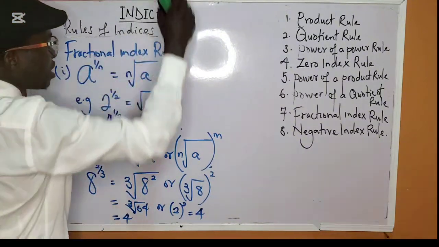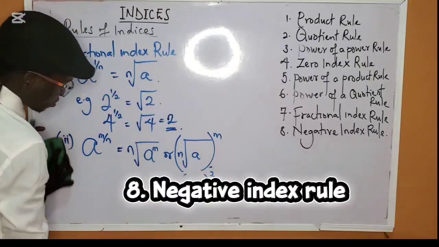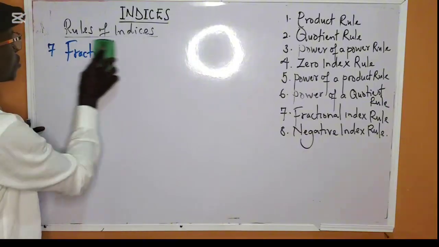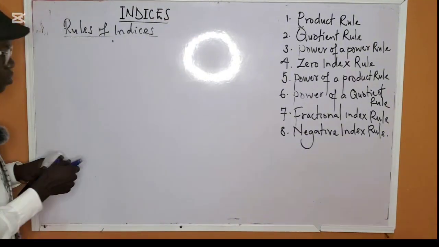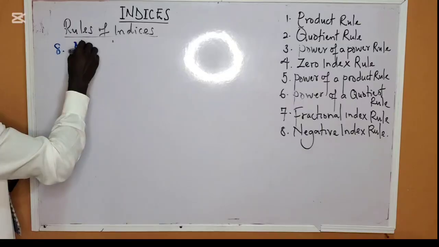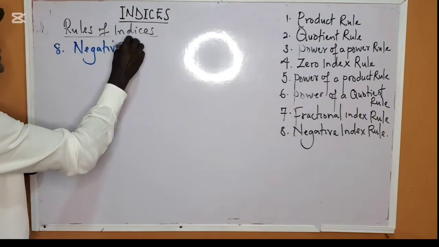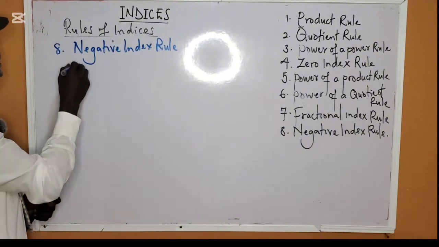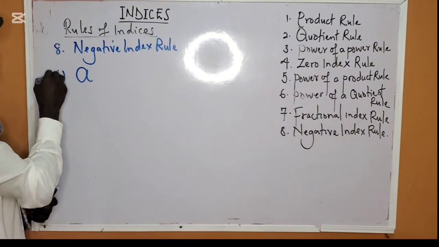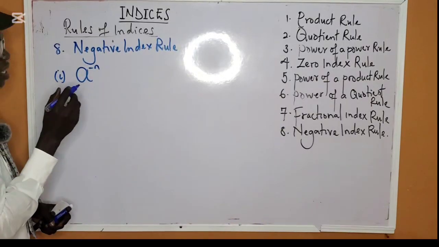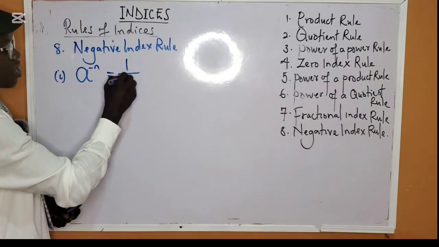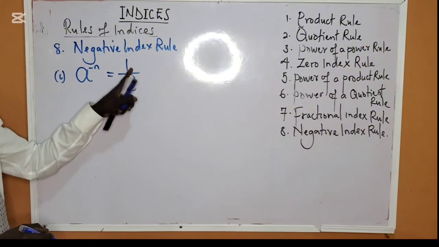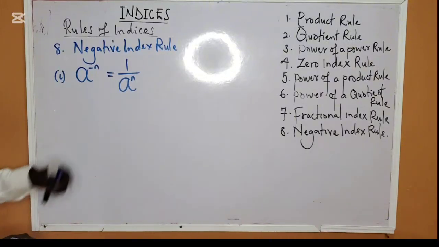The next is the negative index rule. So the first rule is a raised to the power of minus n. The negative index rule is going to be 1 over a raised to the power of n. So we've changed this negative power to a positive power by introducing 1 divided by that base and its power.